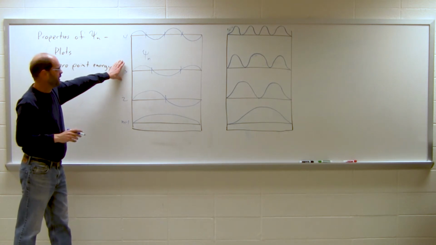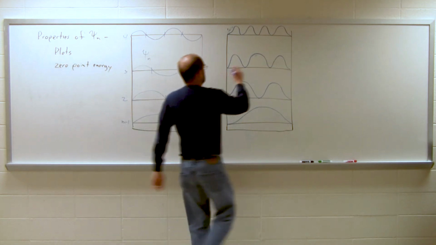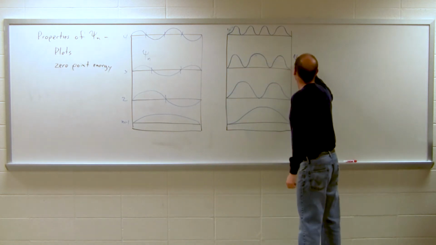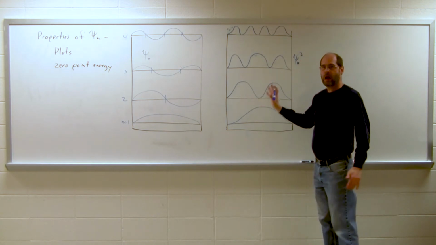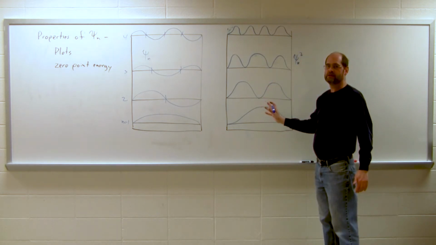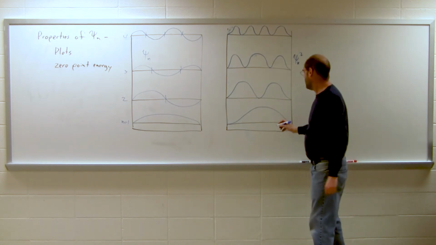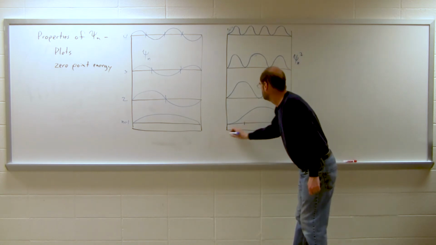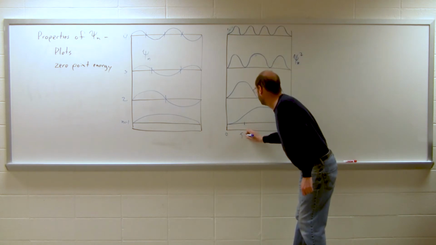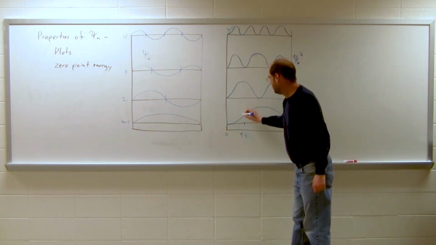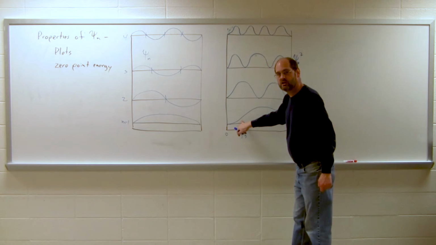What does this mean for the wave function squared? Remember, the wave function squared is the probability of finding the particle in space. If I want to find the probability of finding the particle in, say, from 0 to a over 3, what I do is I take the integral of psi squared over this region.